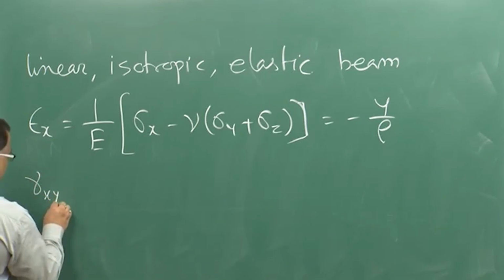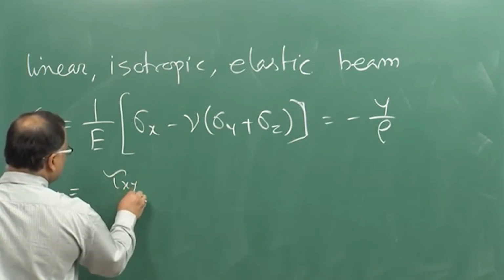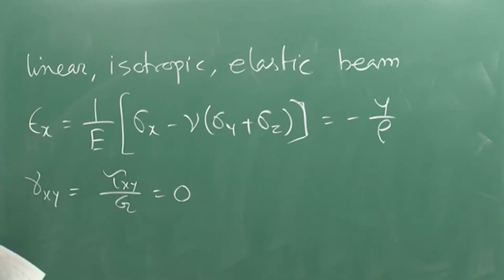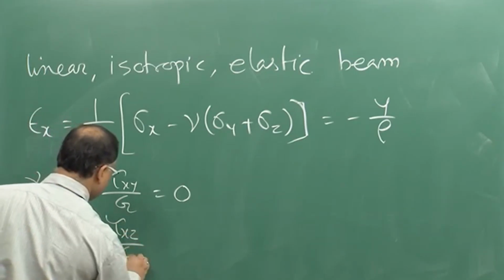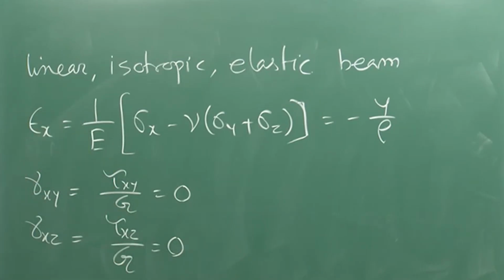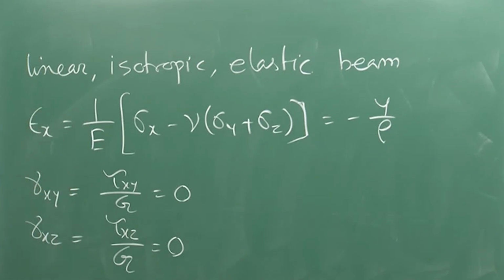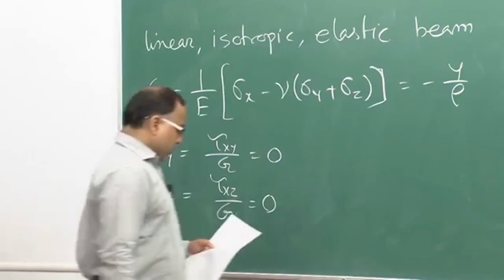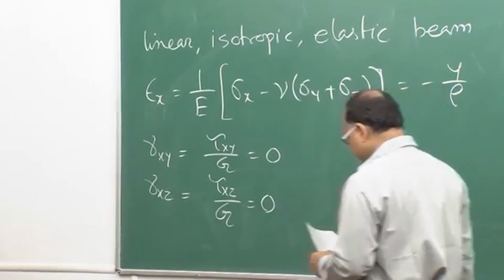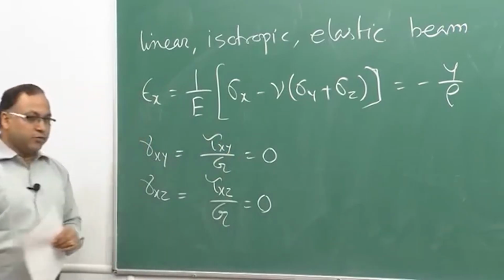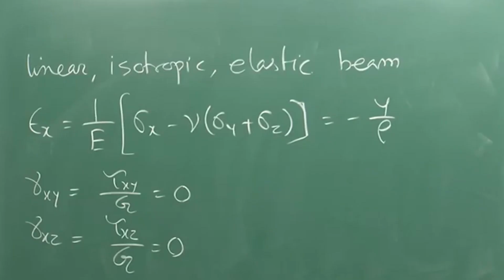Gamma xy is equal to tau xy by G, equal to 0. Therefore, your shear stress must also be 0, because the shear strain is 0. Similarly, gamma xz is equal to tau xz by G, equal to 0. So, tau xz, that is the shear stress on the xz plane, is also 0 to satisfy this zero shear strain condition. So, the shear stress components tau xy and tau xz must vanish in pure bending. That is the biggest finding from this discussion.